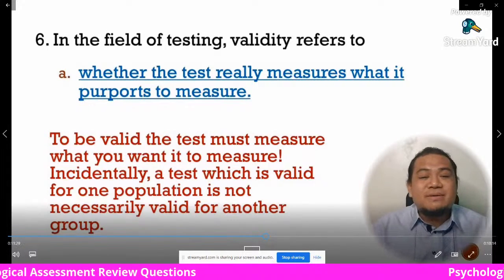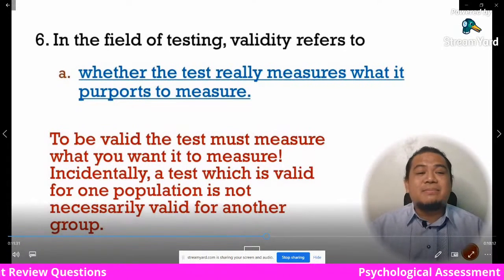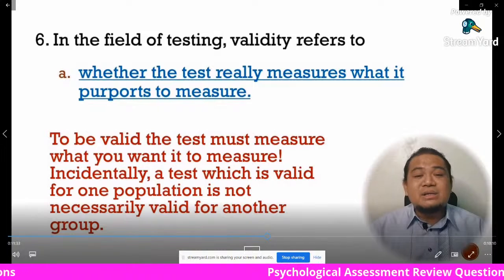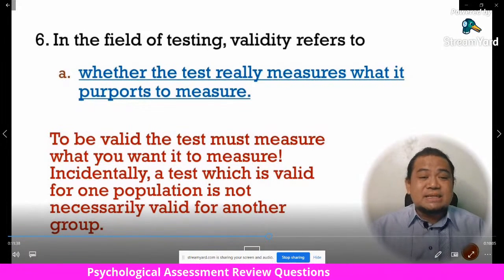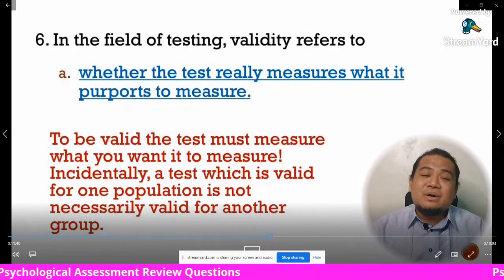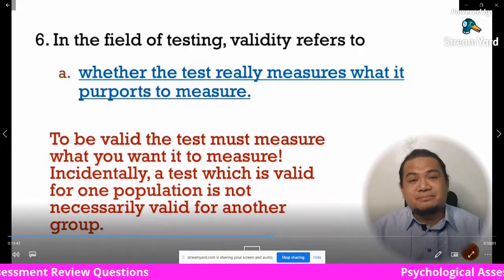Second, construct validity, which refers to a test's ability to measure a theoretical construct like intelligence, self-esteem, artistic talent, mechanical ability, or managerial potential.